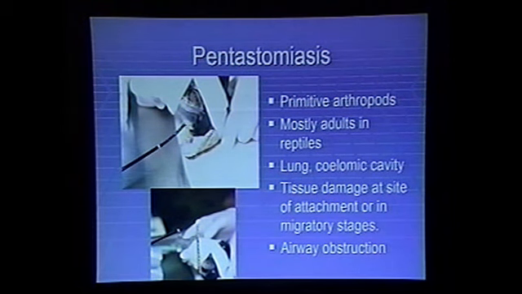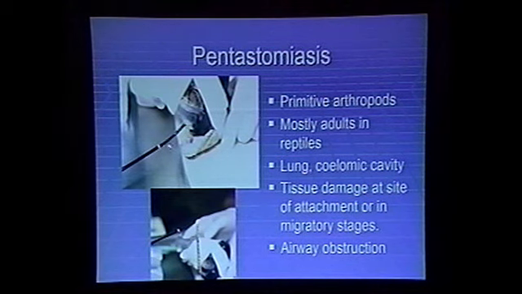Pentastomiasis implies infection with primitive arthropods, and it is common in iguanas. Mostly the adults are found in reptiles, usually in the lung, upper respiratory tract, or coelomic cavity. Tissue damage at the site of attachment or in the migratory stages occasionally occurs, and acute fatal airway obstruction can also occur with some species of pentastomes.